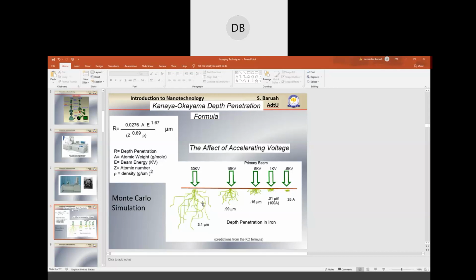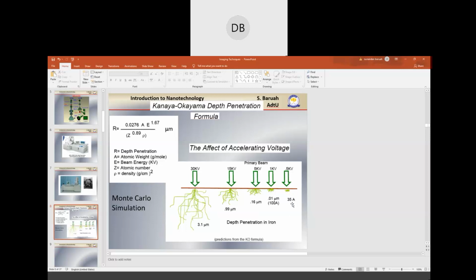And the penetration depth, that means how far inside the sample the electrons penetrate. This one is showing 3.1 micrometer, this one about 1 micrometer, this is 0.16 micrometer, and this is 0.01 micrometer, which is about 10 nanometers. And this is 35 angstrom. Angstrom is 10 to the power minus 10 meter, and 10 to the power minus 9 is nanometers. That means 0.1 nanometer is 1 angstrom. This is another unit that we use.